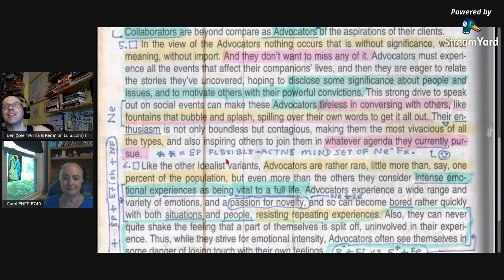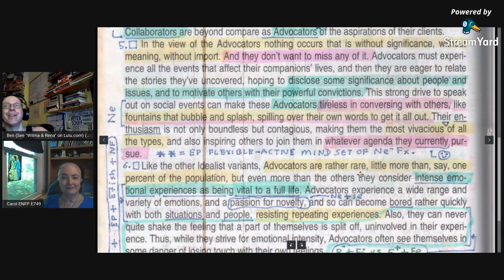Diplomatic collaborators must experience all the events that affect their companions' lives, and they're eager to relate the stories they've uncovered, hoping to disclose some significance about people and issues and to motivate others with their powerful convictions. Yeah. This strong drive to speak out on social events can make these advocators tireless in conversing with others. That amused me. Like fountains that bubble and splash, spilling over their own words to get it all out.